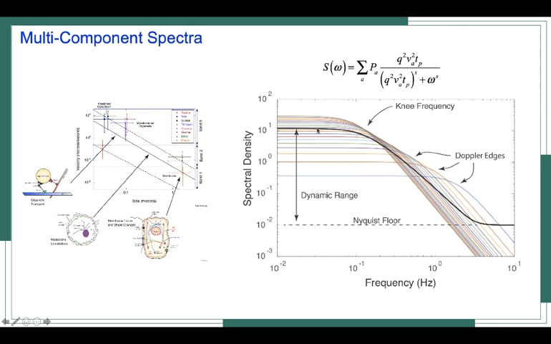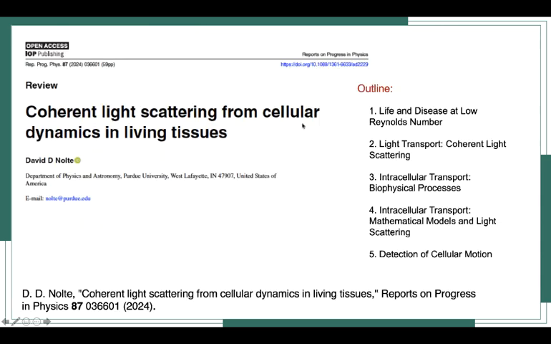And so it has a plateau, it has a Nyquist floor. This actually depends on your detection bandwidth, which is set by your exposure time. There's the slope. There's also, most importantly, this knee frequency. That is a good measure of the average speeds going on inside of living tissue. And so we're going to be looking at this curve and seeing what effect drugs have on that.